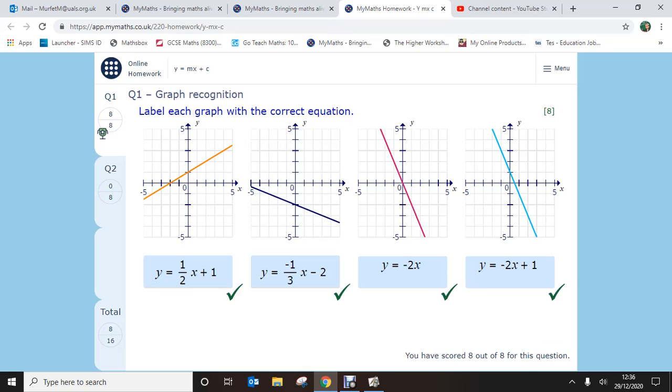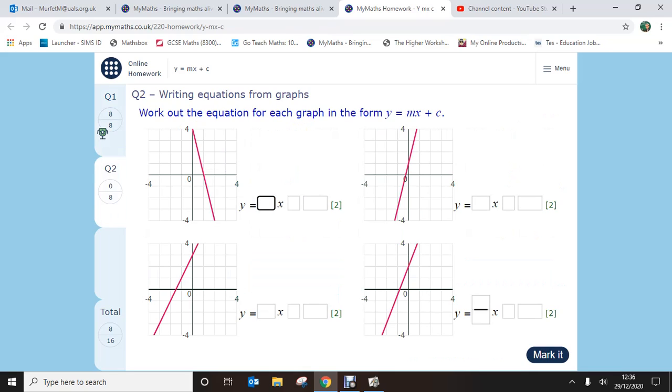On to question 2. Writing equations from graphs. So the thing that we're going to look at for a start is y equals m of x, and then is it plus or minus, and then what value is it? Okay, so the easiest thing to try and do is to look at the y-intercept first. Looking at the y-intercept, where does it cut the y-axis? Well, on this one it cuts the y-axis up here at positive 4. So this bit is going to be positive 4.